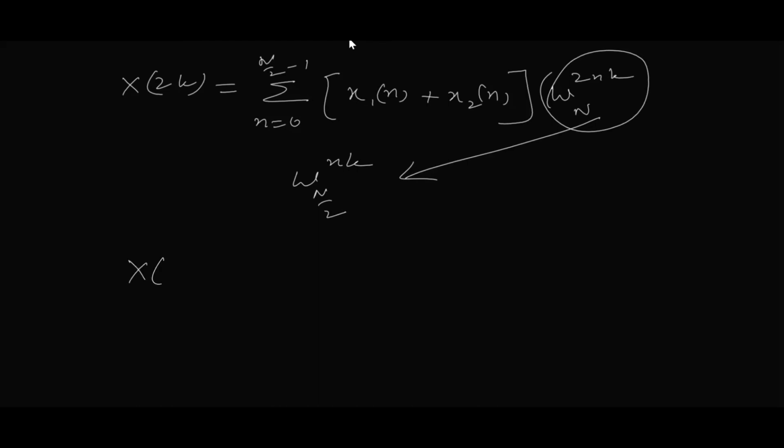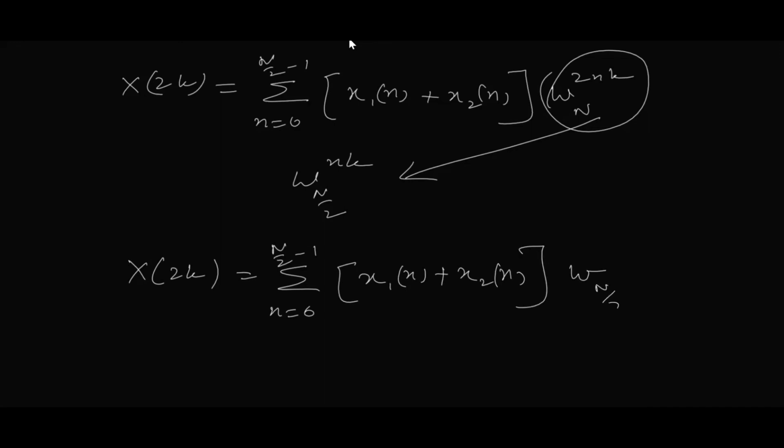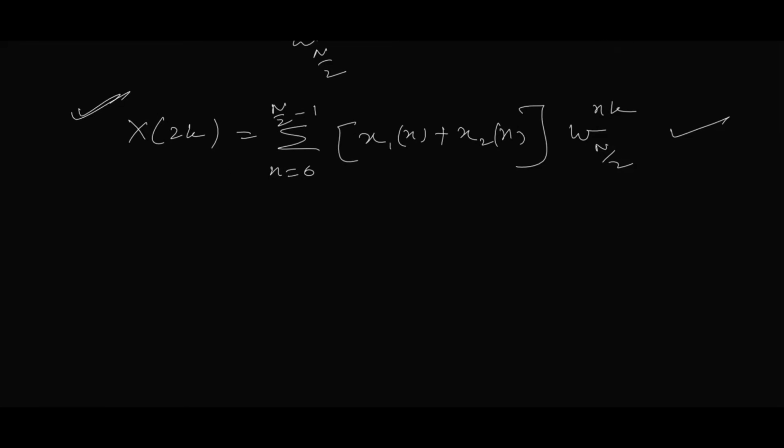So your new equation becomes the summation over n equal to 0 to N/2 minus 1 of (x1[n] + x2[n]) multiplied with the twiddle factor, with base N/2, using the radix relation property. This is your new equation, and that is what we get for k even.